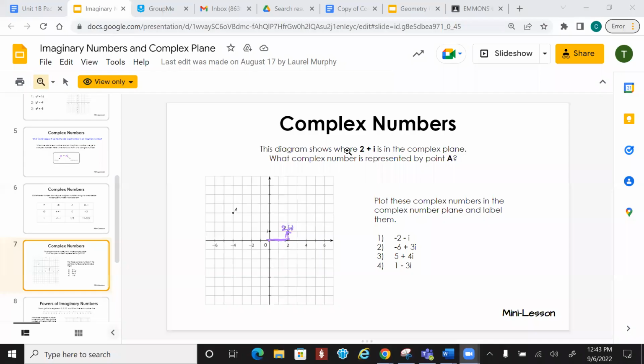Okay, on this first one, we have -2 minus i. So when we plot this, we're going to go -2 minus i. On the next one, we have -6 plus 3i. So we're going to go to -6 plus 3i. And then we have 5 plus 4i. So we're going to go 5 plus 4i.